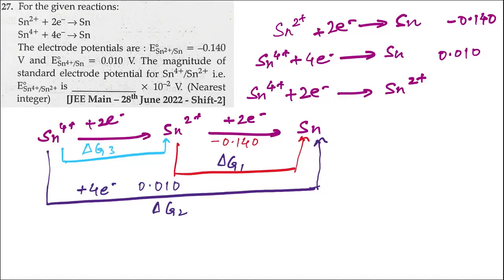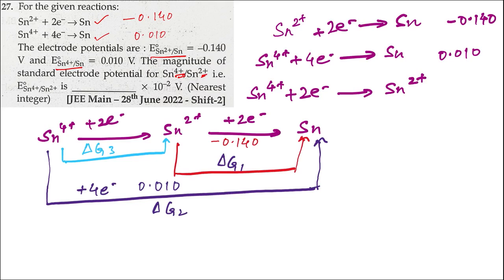For the given reactions, Sn2+ accepting 2 electrons changing into tin, and Sn4+ accepting 4 electrons changing into tin. The reduction potential value of Sn2+ ion changing into tin is -0.140 volt, and Sn4+ ion changing into tin, the reduction potential value is 0.010 volt. The magnitude of standard electrode potential for Sn4+ ion changing into Sn2+ ion is dash into 10 to the power minus 2.